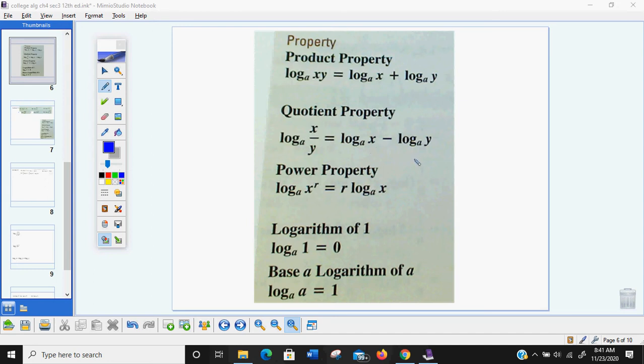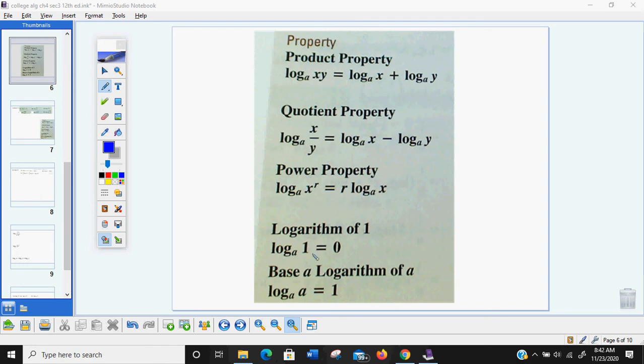One easy thing to help you remember this is every time it's division, everything underneath the division sign is going to have a minus in the front. The third property tells you that the powers go to the front. So this turns into r log to the base a of x. When you break it apart, powers go to the front.